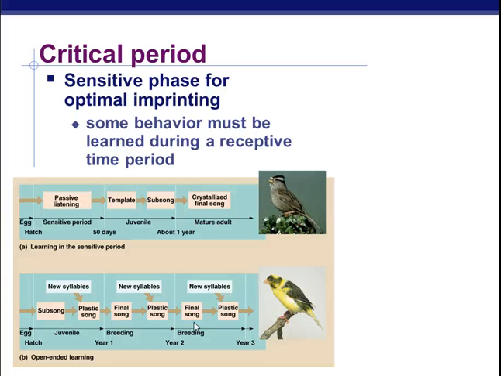So we're going to discuss this idea of the critical period in songbirds. Birds learn their songs during this critical period. They have, here's the egg, they hatch, and then for the first 50 days is a sensitive period where they are listening. They're passively listening to the song. If they don't hear the song in that first 50 days, they can't sing their song. Isn't that sad? Okay, and then as a juvenile from 50 days to about a year, they're working on their template and their sub song, and then as a mature adult, it's crystallized into a final song. But this first 50 days, that passive listening is their critical period.